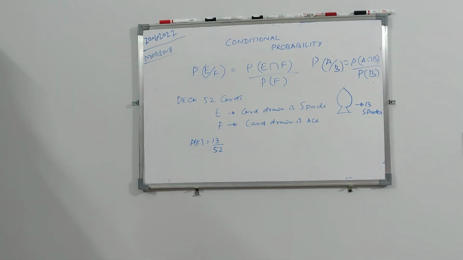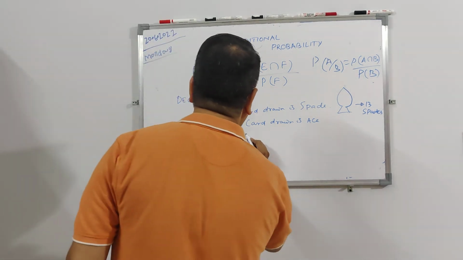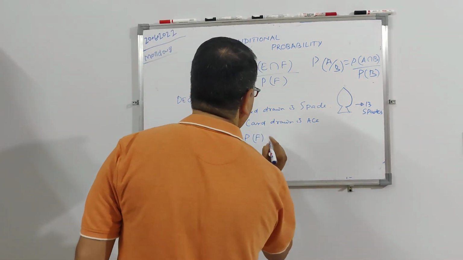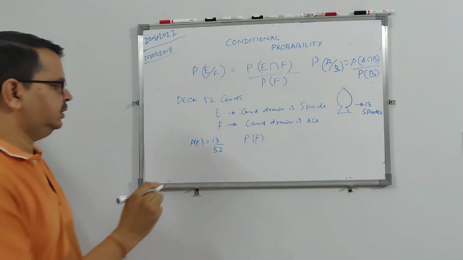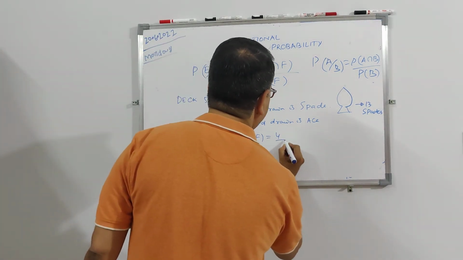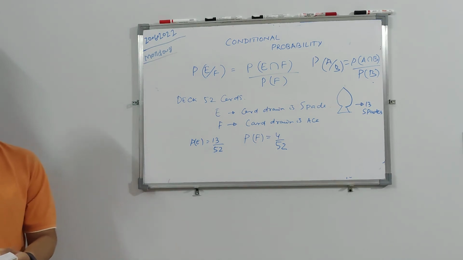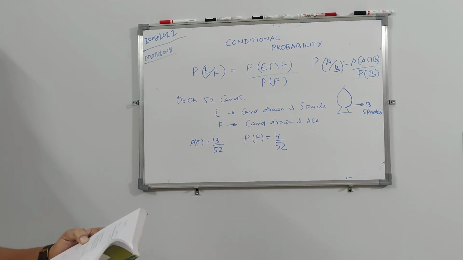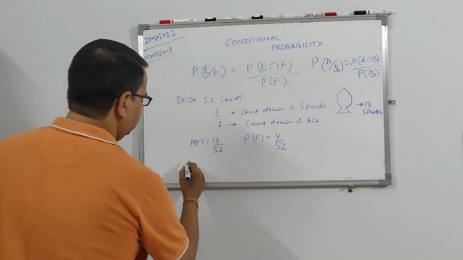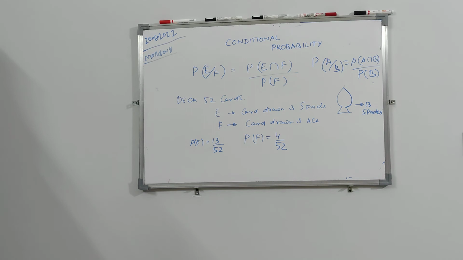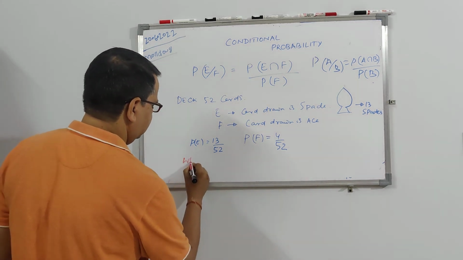And F is the card drawn is an ace. So the probability of F will be, there will be 4 aces, so that will be 4 by 52. This we know. Knowing this, find the probability that the card drawn is an ace. What is the probability that the card drawn is an ace? That is conditional probability, given that the card drawn is a spade.